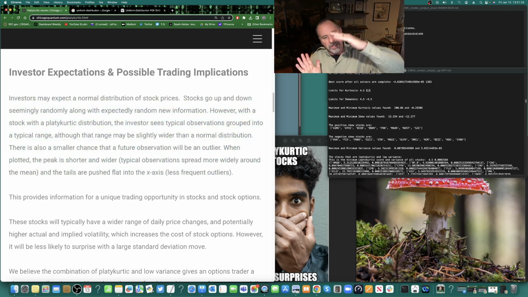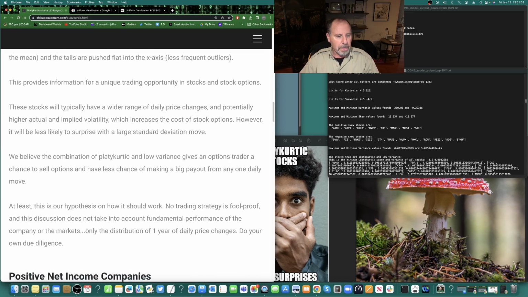Think of them as the tails are pushed flat onto the x-axis so that they're very thin tails. And by the way, we believe that you may have a chance to sell options or covered options and have less of a chance of making that big payout from any one large daily move. So the idea would be for platykurtic stocks, you have less chance of having to pay out. It's our hypothesis.